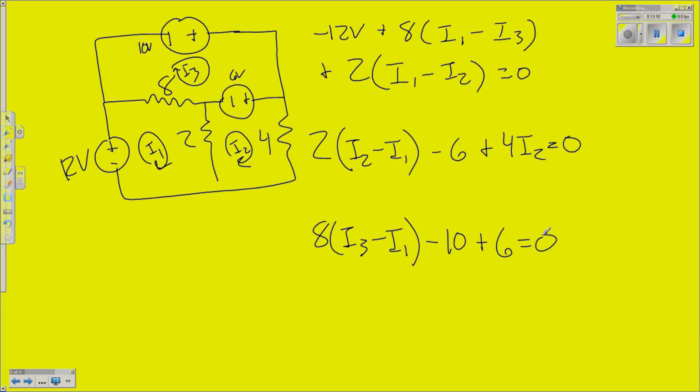This is a lot easier to solve, isn't it? We've got quite a few fewer of these I minus I terms. So voltage sources are easy. Problem comes when we get to current sources. And in that case, we have to use a super mesh. All right, so let's try that example.